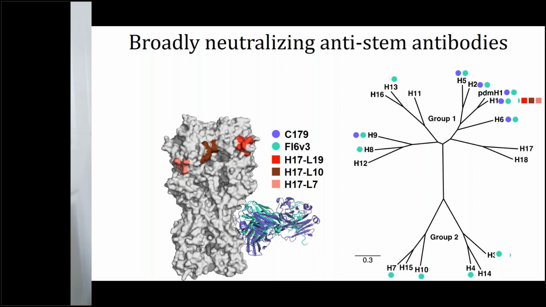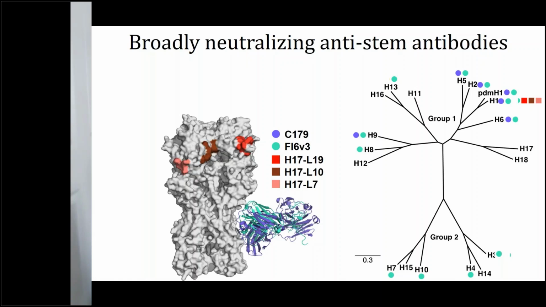And so you now might ask, can the virus escape from these antibodies in the same way it escaped from these three strain-specific antibodies I described? And I'm going to talk about two of these broadly neutralizing anti-stem antibodies. One, C179, neutralizes group 1 hemagglutinins, and the other one, Fi6V3, is the broadest, or at least among the very broadest antibodies that have ever been described against influenza hemagglutinins. It neutralizes both group 1 and group 2 hemagglutinins.